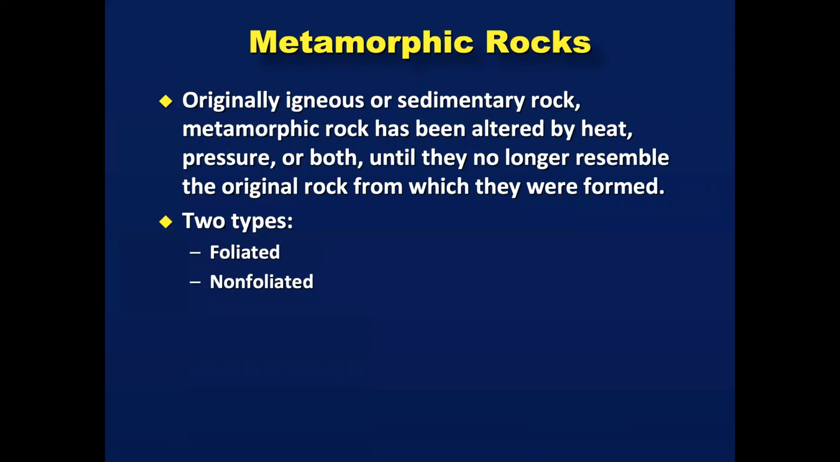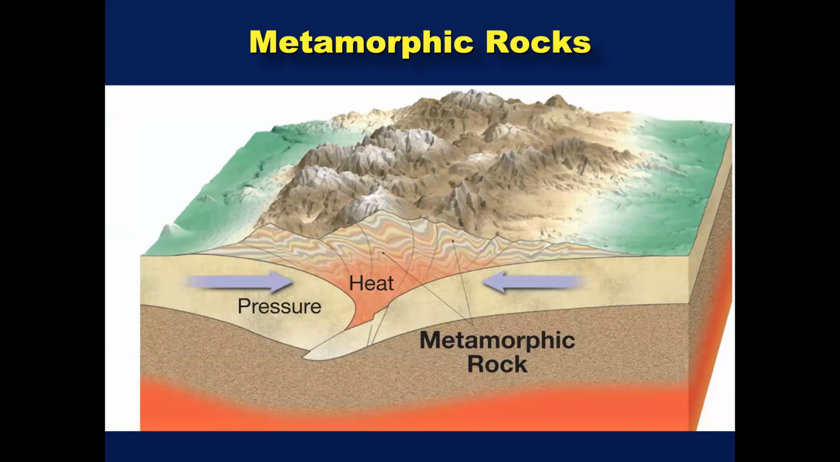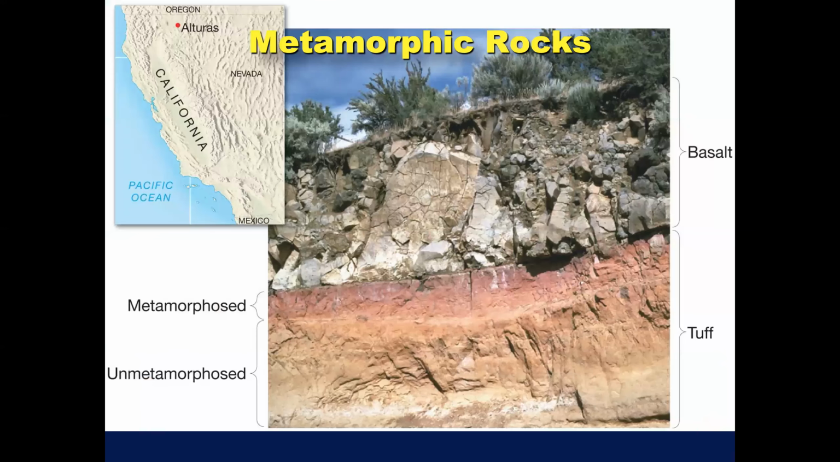Metamorphic rocks implies change. And basically, originally igneous or sedimentary, you can basically alter them by adding heat, pressure, or both until they no longer resemble what they were originally. So the best example of that is marble. Marble used to be limestone, but if you apply enough pressure and heat, you get a much harder, much more durable material. Again, the application of pressure and heat.